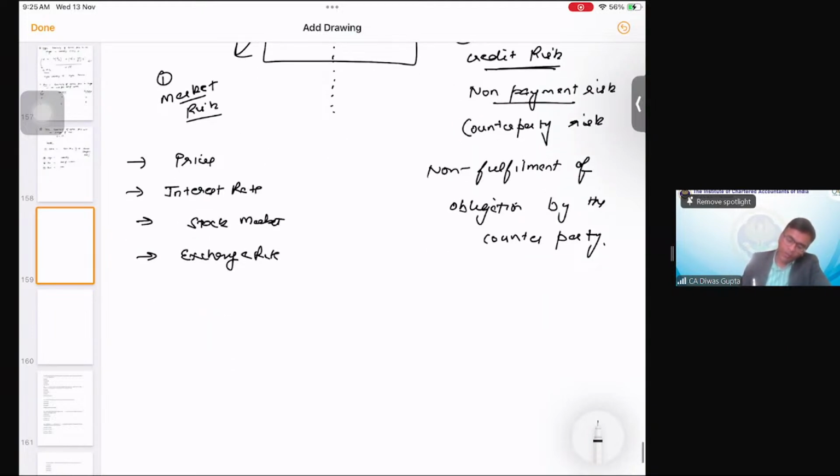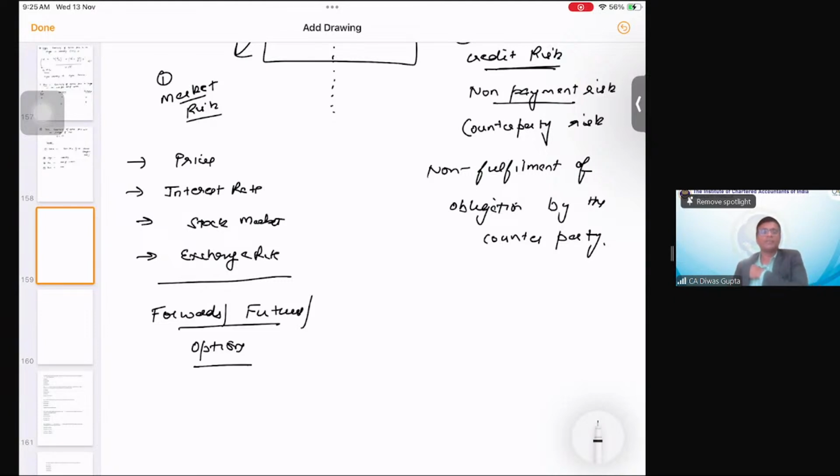Okay. To cover for market risk, we have already discussed forwards, futures, and options, right? In this, we have always talked about how the price movements, we will take what positions in what market, right? These type of risks, the credit risk, which is the non-payment from a counterparty point of view, is covered under credit derivatives.